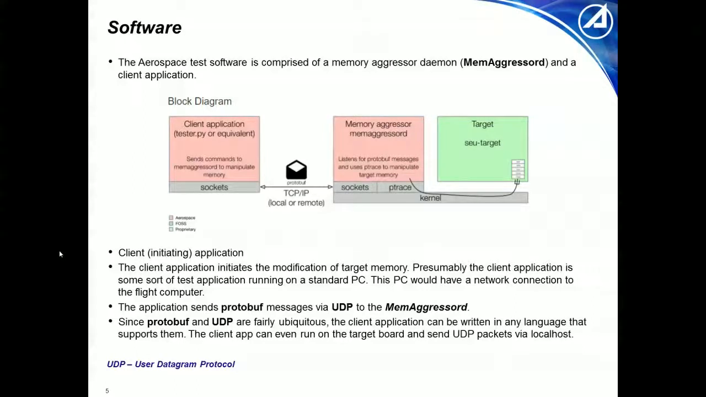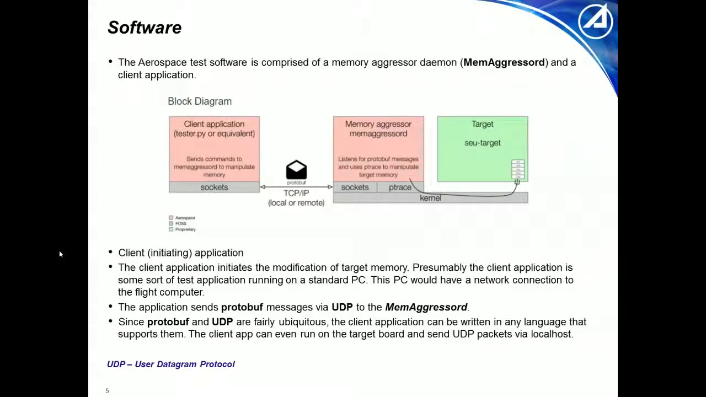So here's an overview of how it'll work in a Hill simulation. You have the client application, which most likely would live on the Dynamics workstation. The client application is in charge of initiating all the messages that are received by Memogressor, which is a daemon process which runs on the flight software.